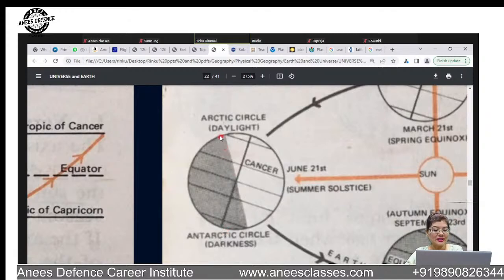Okay, so this whiter section that you can see, that is the one that is experiencing daylight. It experiences a little bit of daylight. The grayish section on the left hand side is experiencing nighttime.